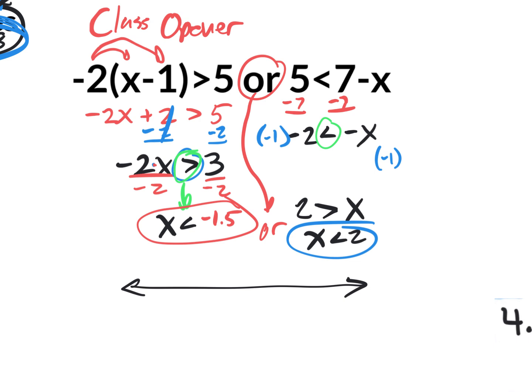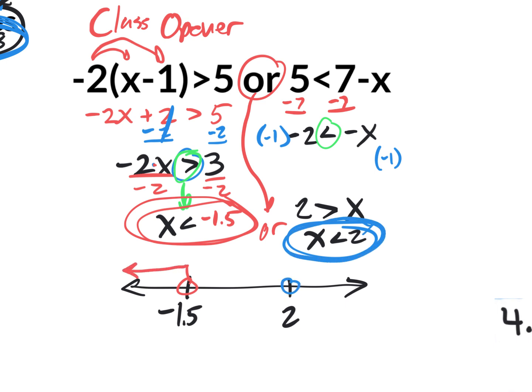You have the smaller number on the left side, which happens to be the negative number, negative 1.5. And you have the positive number on the right side, because it's greater, 2. Let's graph the negative 1.5 inequality with the red. So x is less than negative 1.5. So that's an open dot. Less than is to the left. And the other one I want to graph in blue, x is less than 2. Open dot at 2, less than is also to the left.